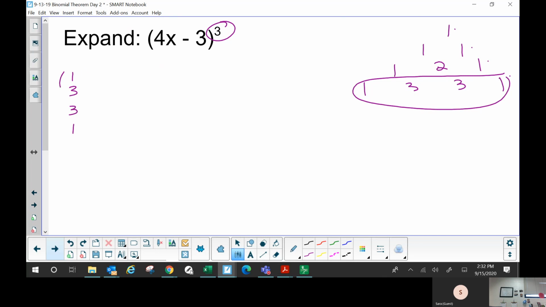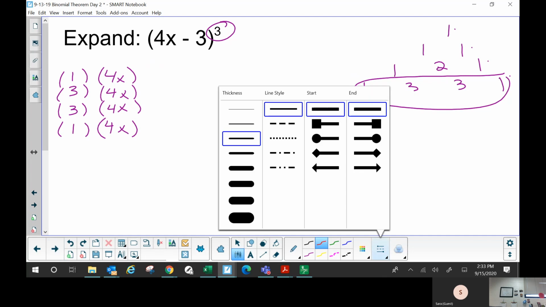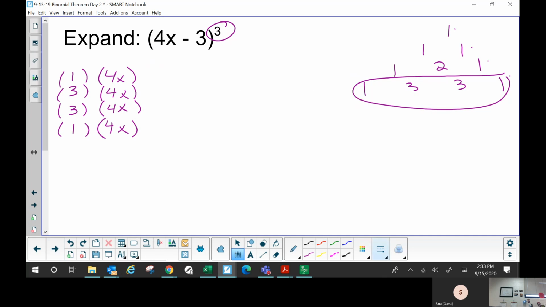Okay, so make parentheses because you're going to end up multiplying. And then we've got the term 4x. So you're going to write that 4 times. Make parentheses around them. Okay, and then we're going to go down the elevator, so to speak, with our exponents. You're going to start at 3. Work your way down. We have 3, 2, 1, 0.